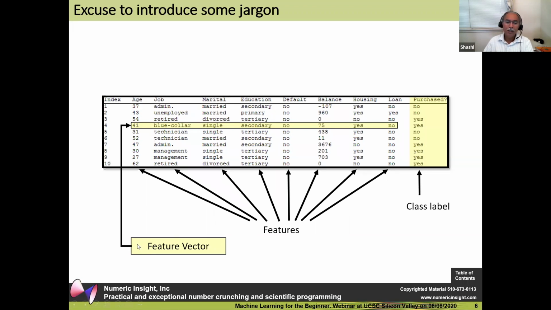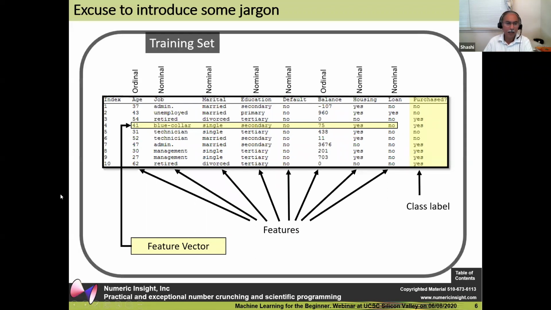Okay, so right now you know the meaning of feature vector, you know the meaning of features, you know the meaning of class label. Okay, so I'm going to skip this, but I have also tried to distinguish between types of features. Let me just skip that for now, but you're welcome to ask me later if you're interested. Okay, so this whole database, which contains past history of customers, is called a training set.